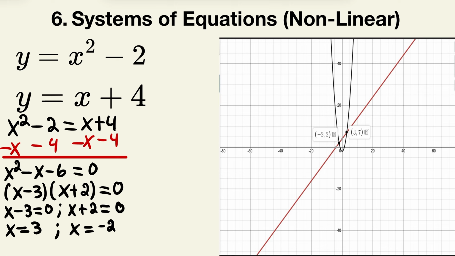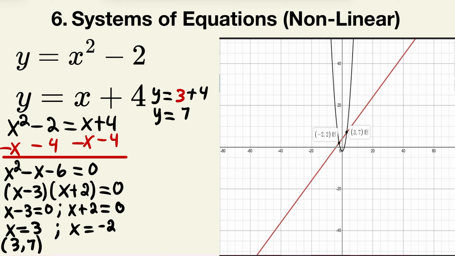So what I'm going to do here is look for the y values, and that means I can substitute each x value into one of the original equations. So I'm going to choose the second equation, y equals x plus 4, and where we see this x, we're just going to plug in x equals 3. Let's go ahead and do that. We have y equals, and then x is 3, plus 4. y equals 7. So the first point is (3, 7).